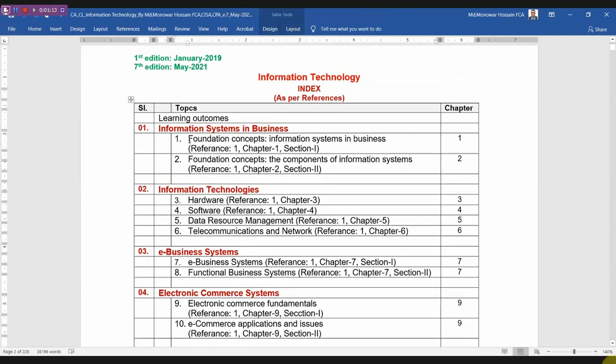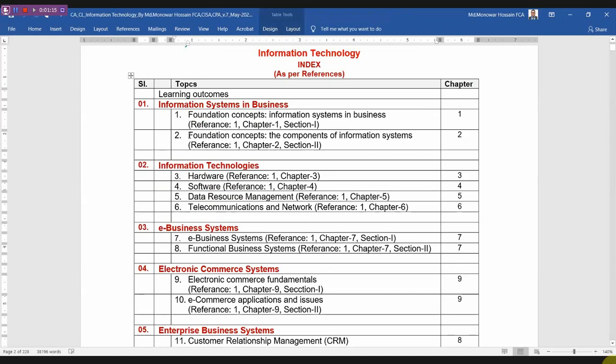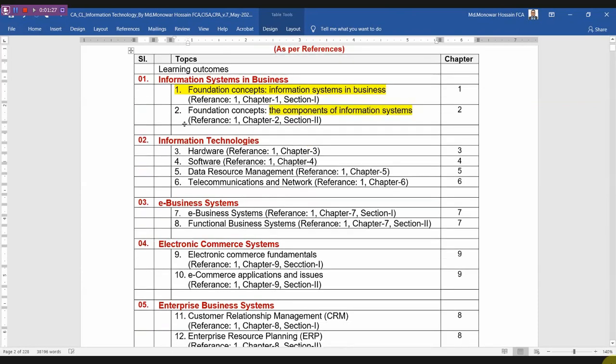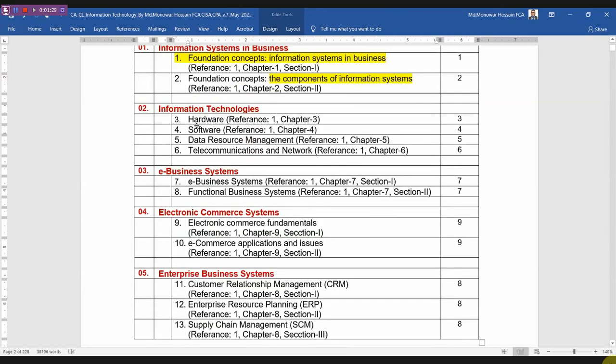For example, in chapter 1, information system in business, there are 2 fundamental things: information system in business, and another, the component of information system. Same way, in chapter 2, information technology, there are hardware, software, data resource management, telecommunication, and network.